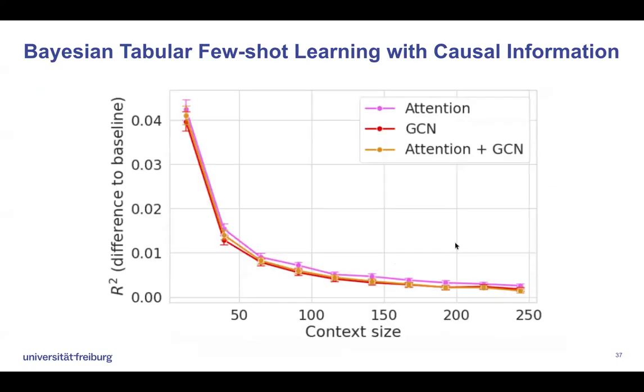And the result is kind of as expected: if we have fewer data points, this helps more, and the more data points we have, the less it helps. Because the more data points we have, the more statistical reasoning TabPFN can do, and the less we need to rely on the graph information.